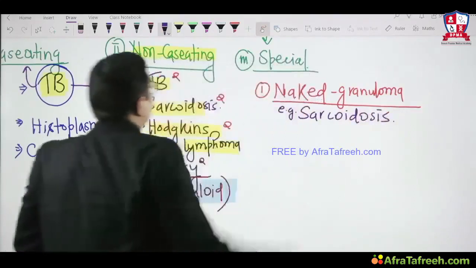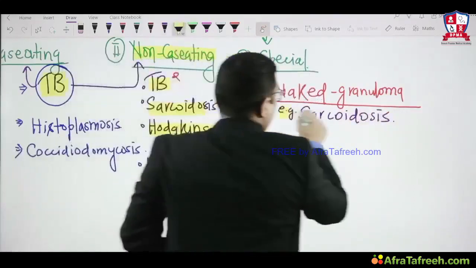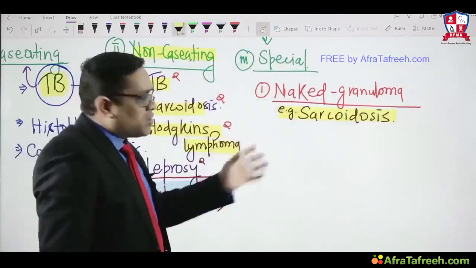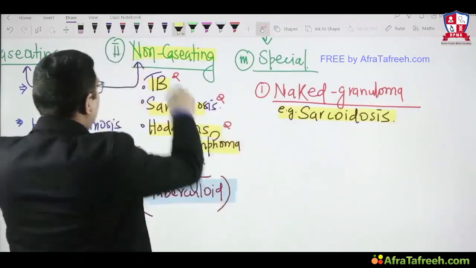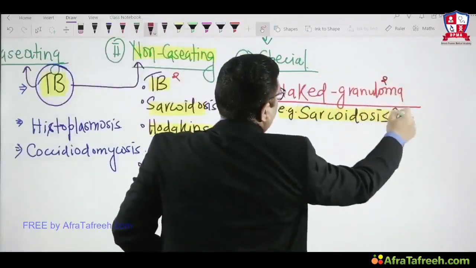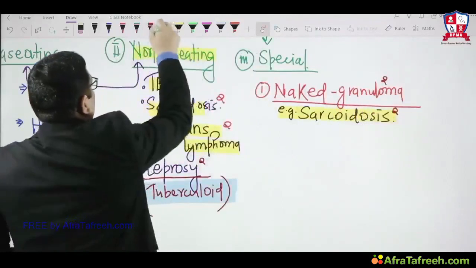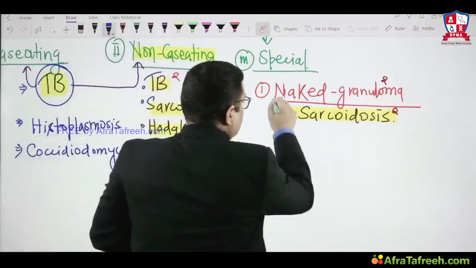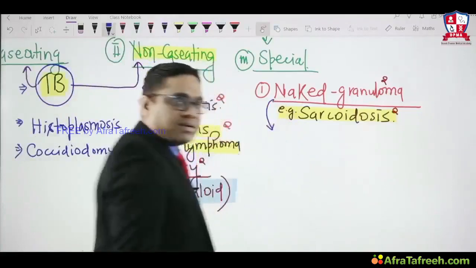So this was the question in the All India exam 2016, right? Now we can focus on what could be the future question. This is the old question: naked granuloma is seen in sarcoidosis. Now we are planning for the future question. What will be the future question from this topic? The future question will be: in naked granuloma, what is absent?